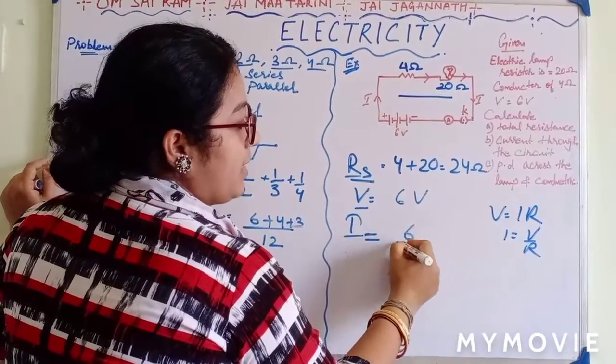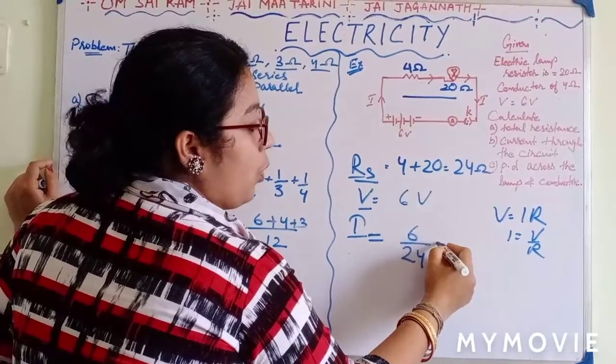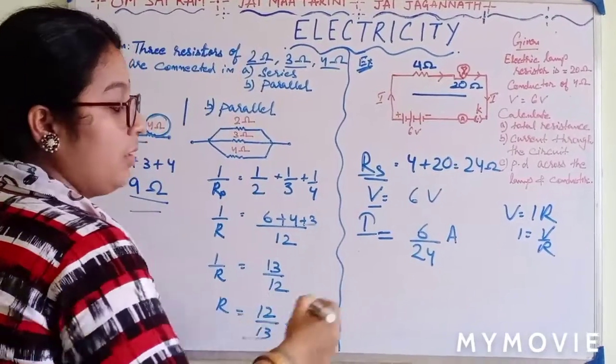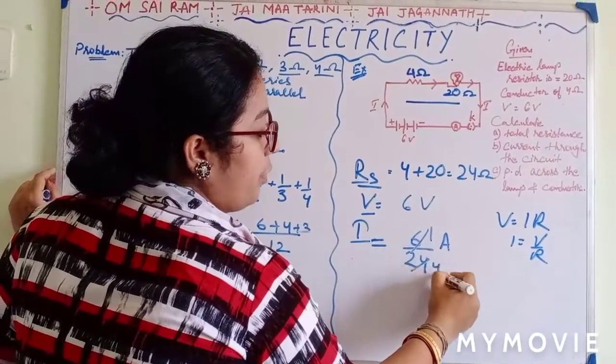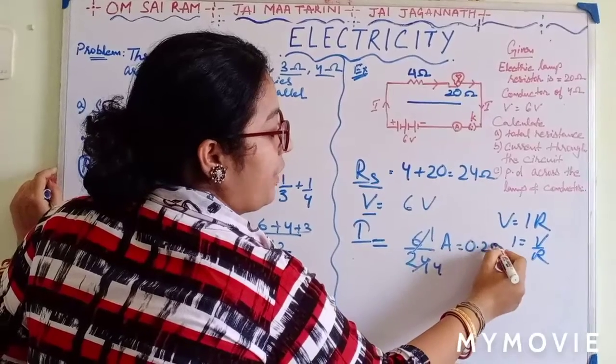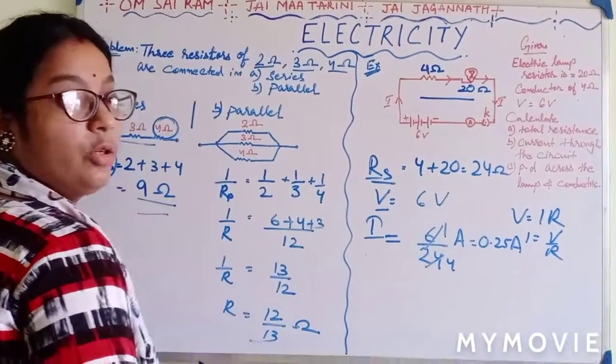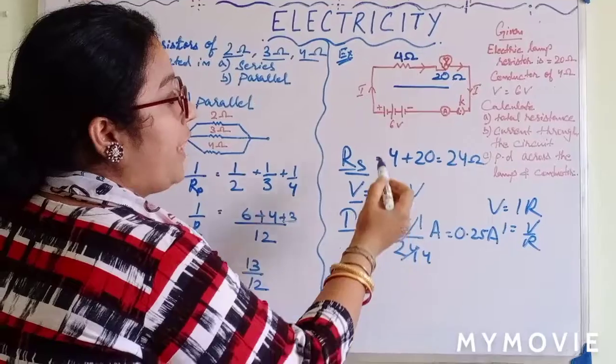So now V upon R, 6 upon 24 ampere. Clear till here? So that is 1 by 4, that is equals to 0.25 ampere. Clear?